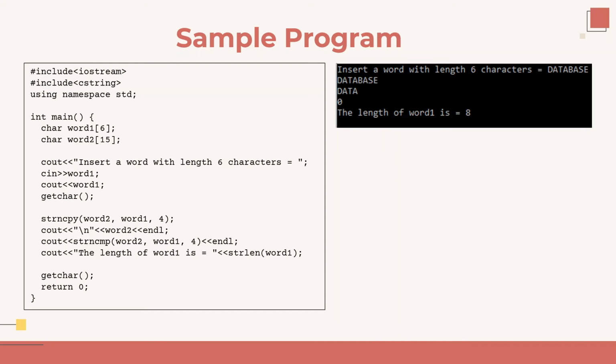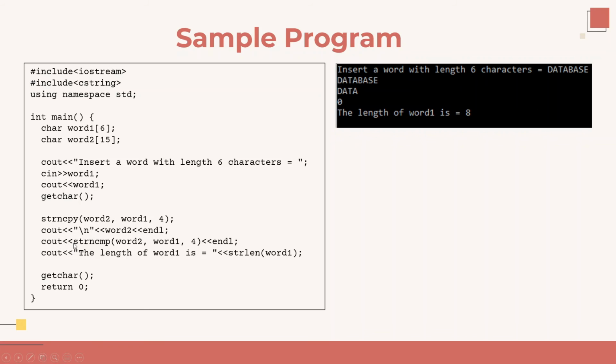And the next command is used to copy the contents from word1 to word2 using strncpy. This command copies the contents of only 4 characters in the word1 array to the word2 array. Then we display the contents using cout. So we will get the result, which is data.